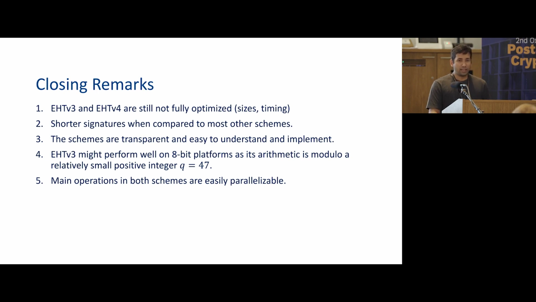Some closing remarks. Our implementations are not fully optimized yet. I'm new to using C. I only started this year, so we look forward to making more improvements on the timing of the scheme and the general implementation. We have shorter signatures compared to most other schemes. The schemes are transparent and easy to understand and implement, which I hope I've proven a point to in this presentation. Version 3 might perform well on 8-bit platforms, as its arithmetic is modulo a relatively small number, Q being 47. And the main operations in both schemes are easily parallelizable because it's mostly just matrix multiplication.